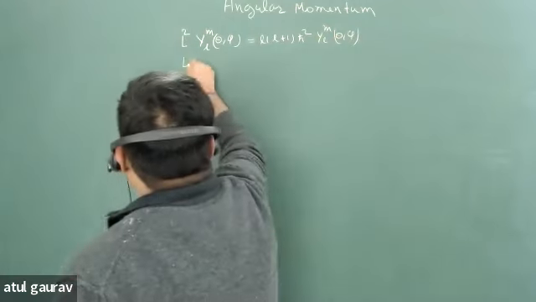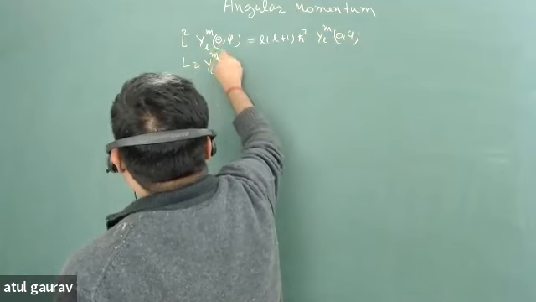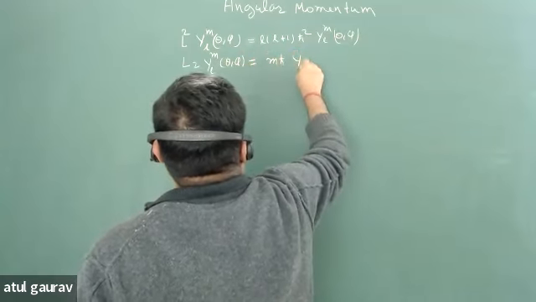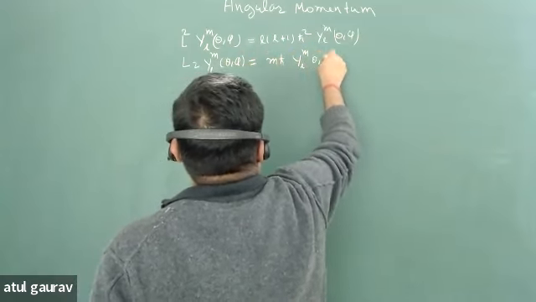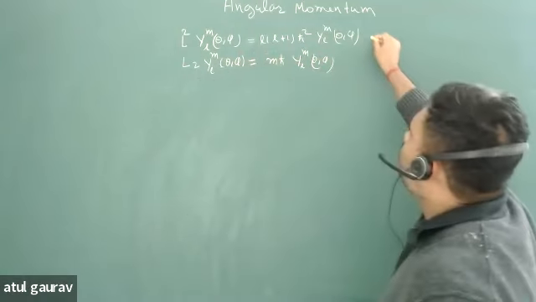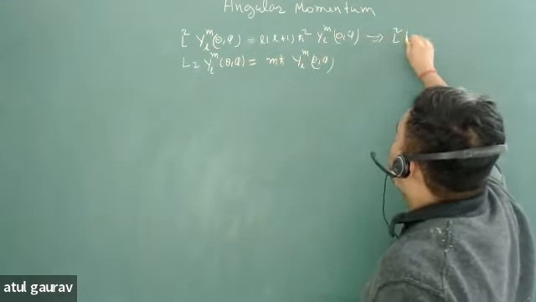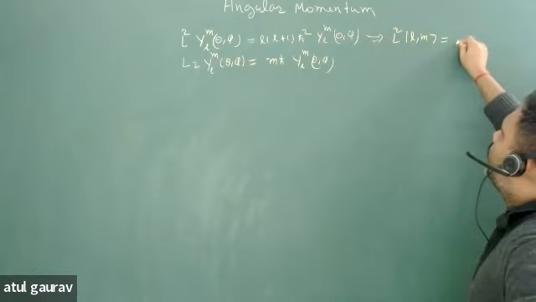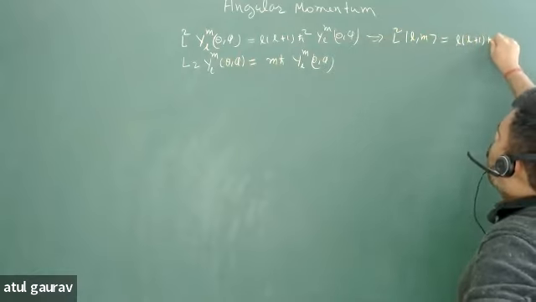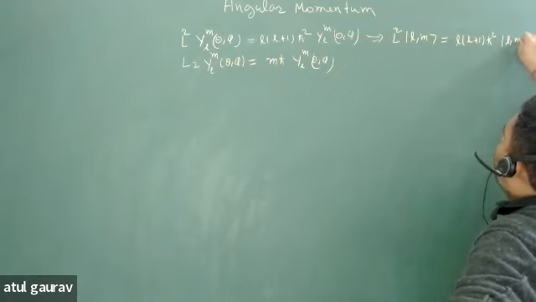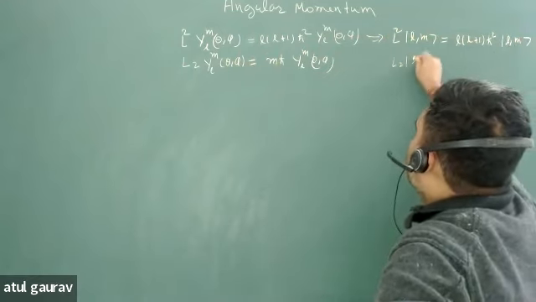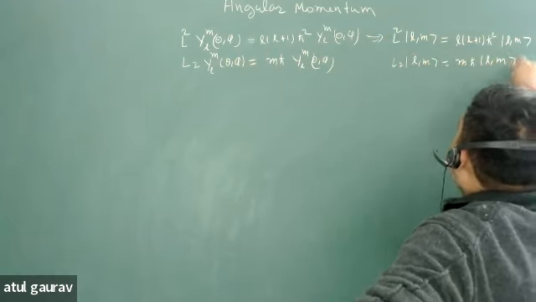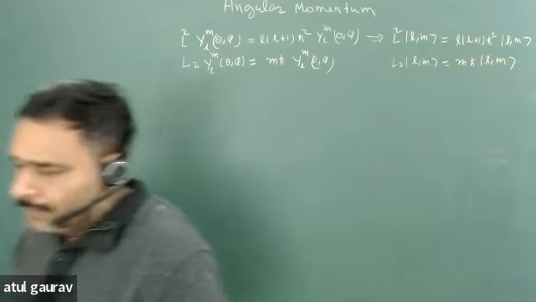And similarly Lz will operate on Y_lm(theta, phi) equal to m h cut Y_lm(theta, phi), and obviously this can also be written in ket form. L square is going to operate on |L, M>, you will get L into (L plus 1) h cut square |L, M>, and Lz is going to operate on |L, M>, we will get m h cut |L, M>. Okay, this is the thing.